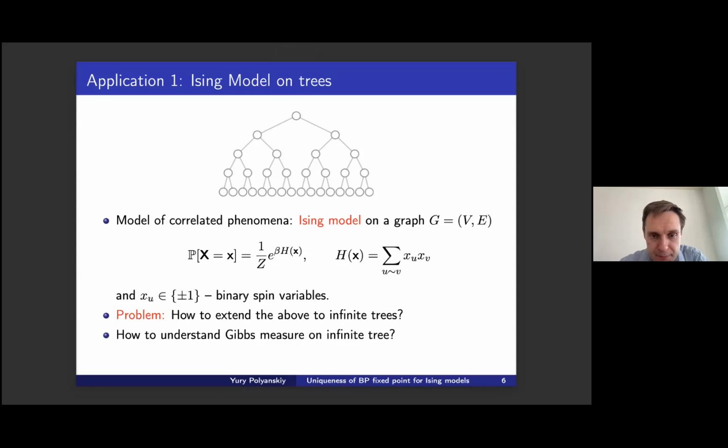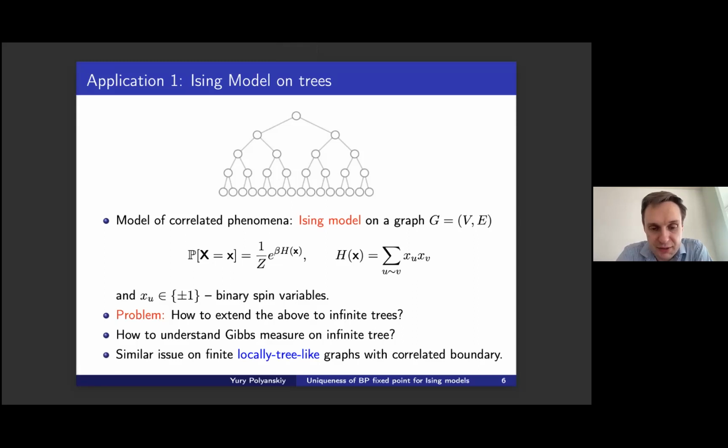There are different behaviors depending on the temperature, in terms of whether there is a unique or non-unique Gibbs measure on the infinite tree. And understanding different phases or different Gibbs measures on infinite trees also corresponds to issues which arise in finite but locally tree-like graphs, because of the different correlations on the boundary, which are induced by the cycles in the graph.